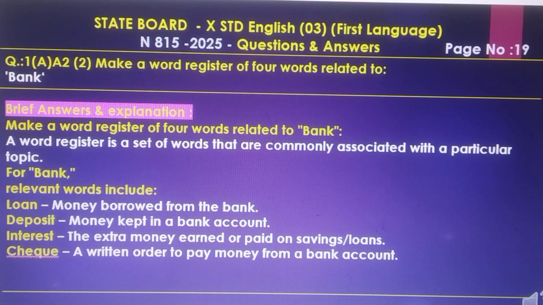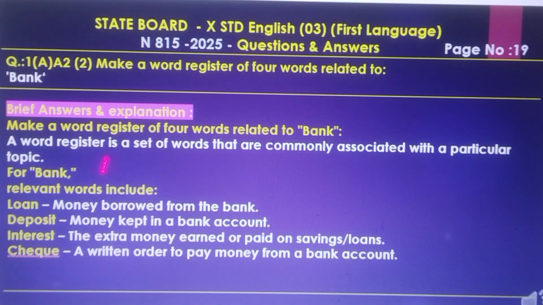The brief answer and explanation of these questions. Make a word register for 4 words related to bank. A word register is a set of words that are commonly associated with a particular topic. For bank, related words include: loan, money borrowed from the bank; deposit, money kept in a bank account; interest, the extra money earned or paid on savings or a loan; check, a written order to pay money from the bank account.